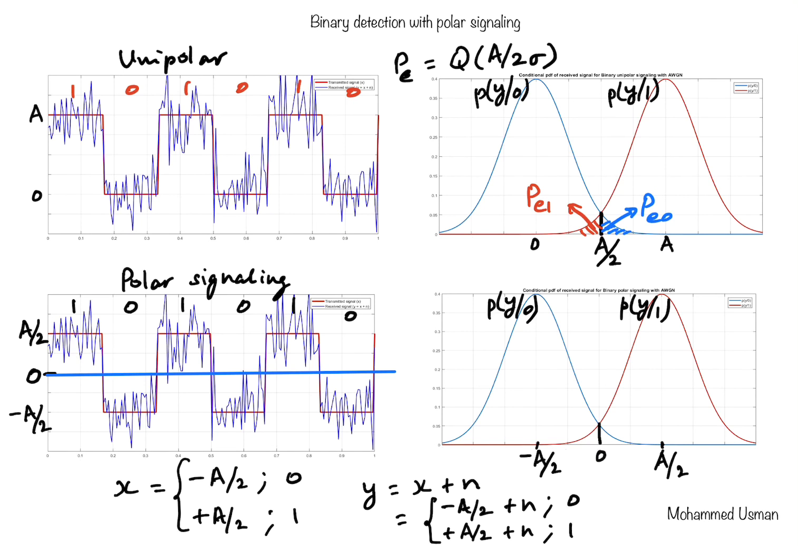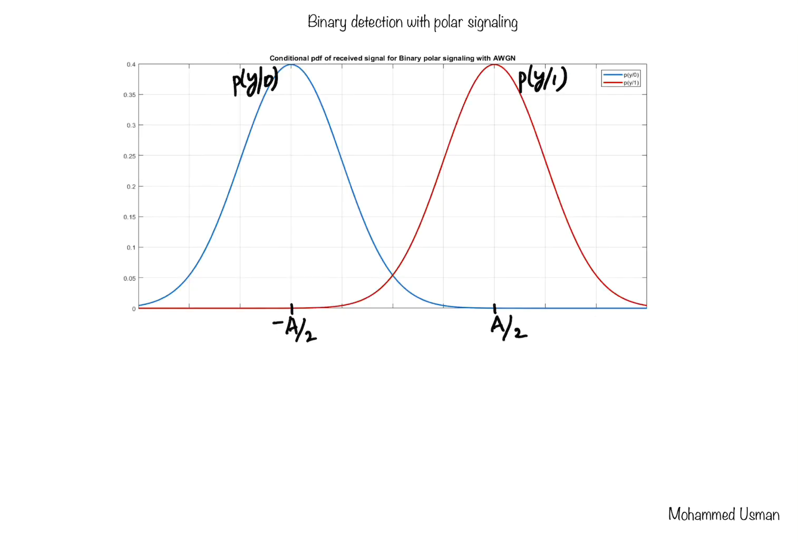So let's do the analysis by looking deeper into these PDFs and deriving the expression for the average error probability. We have here our PDFs enlarged so that we can clearly mark out the different things. The first thing is we define a decision threshold for our analysis. The decision threshold is the intersection of the two PDFs.